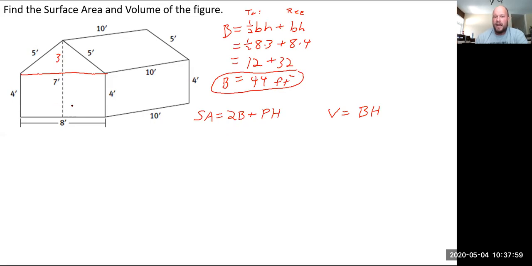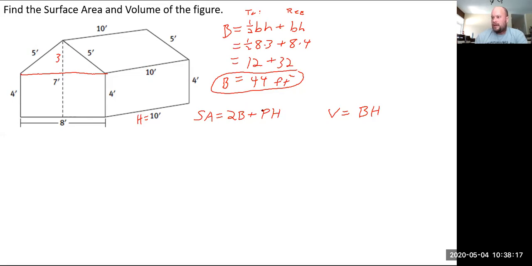No. The height of the prism is going to be the 10. Because again, the two bases are the pentagon that's on the front and the pentagon that would be on the back. So this 10 is the height of the solid. That's the distance between the two bases, the perpendicular distance between the two bases.